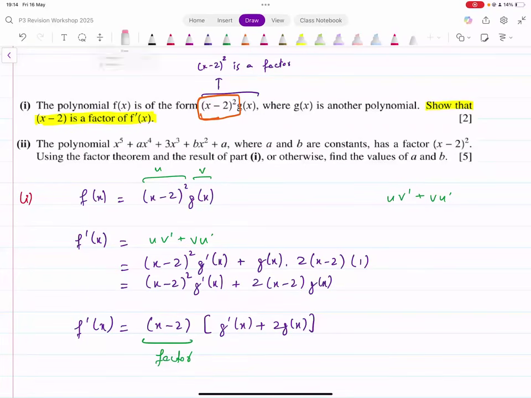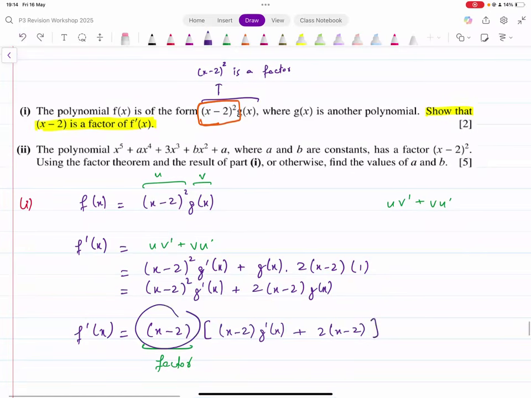Okay, you're right about that. There's something wrong inside here. So inside the bracket, it should have been x minus 2 into g dash of x plus 2 into x minus 2. That's what you have inside the bracket. I don't know if that was a simplified form, or that was probably just wrong. This is what you have inside, x minus 2 into that whole thing. So x minus 2 is a factor.